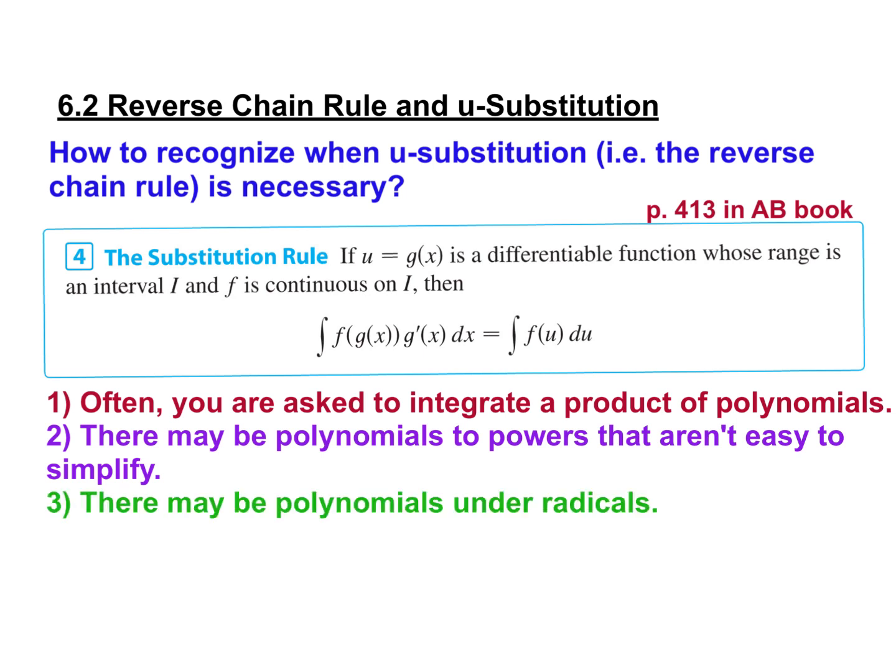Another is a polynomial under a radical. That's pretty much a given that you're using u-substitution there, because you want to get that polynomial out and make it u to the half power, u to the 2/3, or whatever. And then you hope that there's an extra derivative of the radicand sitting there somewhere.